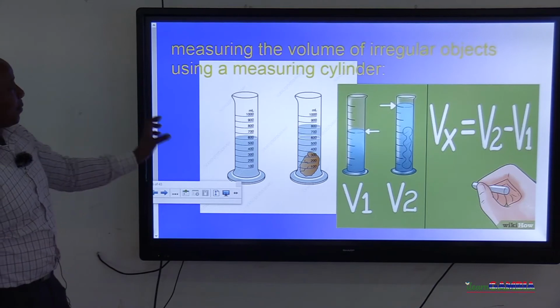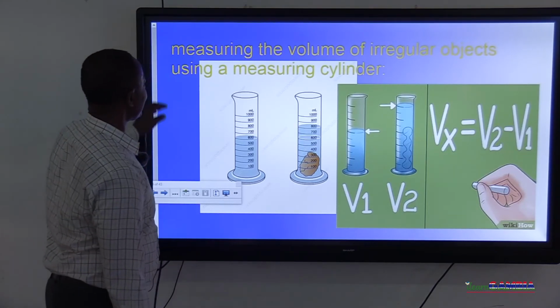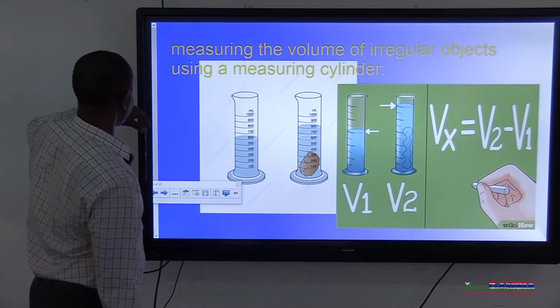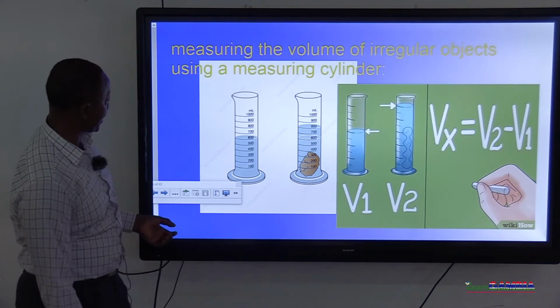So more pictures to help us understand this. Measuring the volume of irregular objects using a measuring cylinder, like we said.